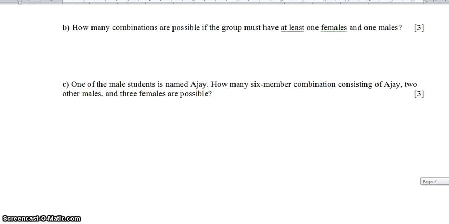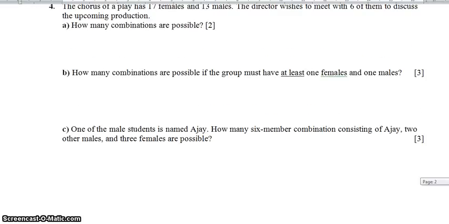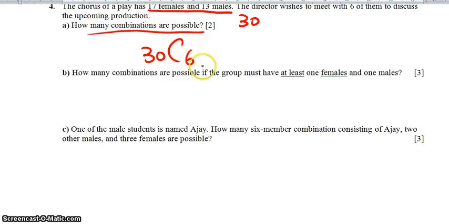Okay, question number 4, the last question. A choir has 17 female and 13 male, so 30 people, and wishes to meet 6 of them to discuss an upcoming production. How many combinations are there? It didn't specify boy or female, so with 30 people, you just meet with any 6 of them. That's it. It's a combination question.